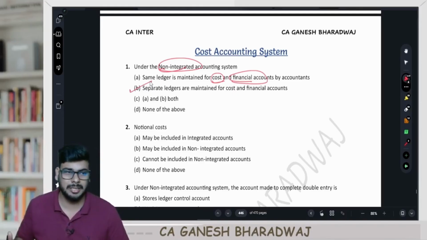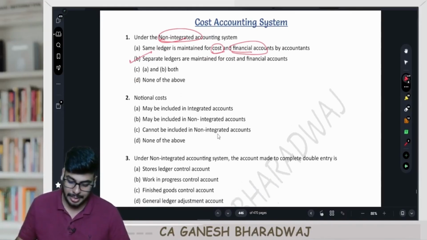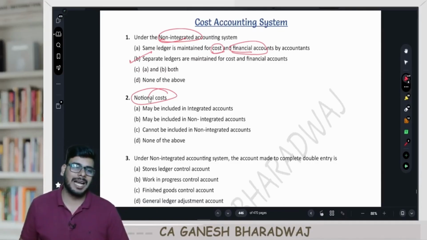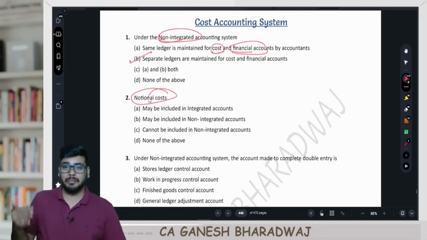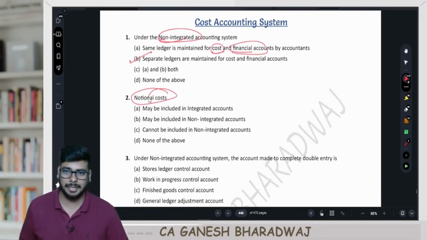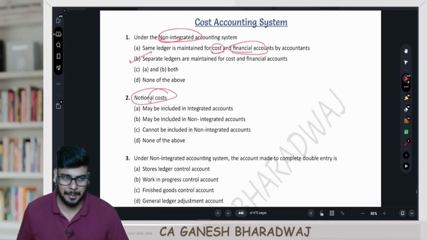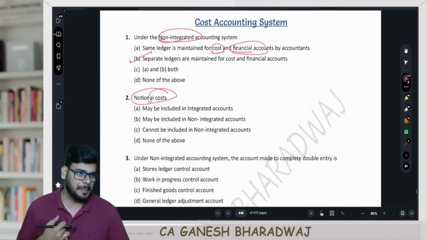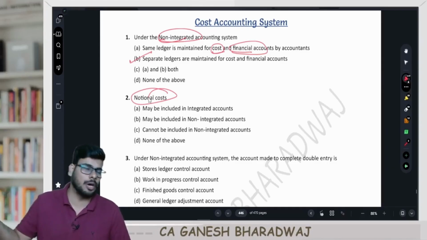Any problem, guys? Nothing. Great. Next. Yes, this is what I wanted to tell you. Notional costs. Notional cost means what? I have not incurred the cost. For example, let us say I'm using my own factory premises. Now, do I pay any rent? No. But if I don't use it for myself, I could have rented it out.